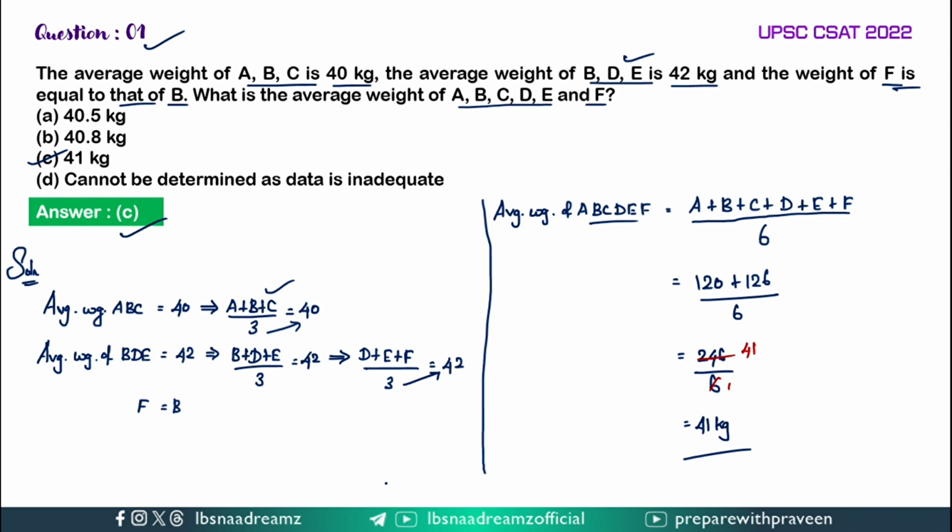So did you understand? To find the average weight of A, B, C, D, E and F, the formula is A plus B plus C plus D plus E plus F divided by 6. So first, we should know the total weight of ABC. To find the total weight of ABC, we can just cross multiply 40 into 3. So we are getting 120. To find the total weight of BDE, we are again cross multiplying 42 into 3 and we are getting 126. Adding 120 and 126, we are getting 246 by 6. So after dividing 246 by 6, we are getting 41 kg. Right?